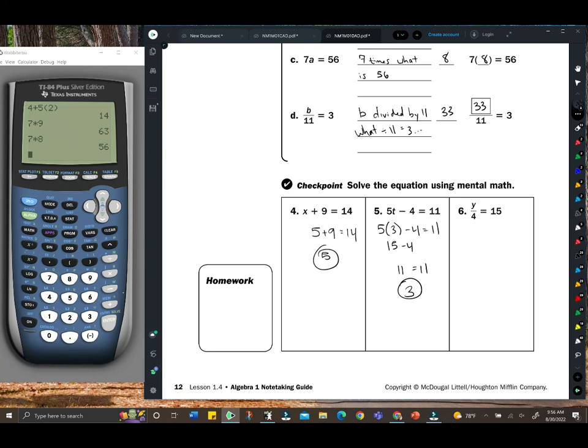What divided by 4 is 15? That one might be trickier for you. If we think of 60 over 4, that equals 15. Again, mental math may not be your strong suit. Still, try out the odds on that practice for 1.4.